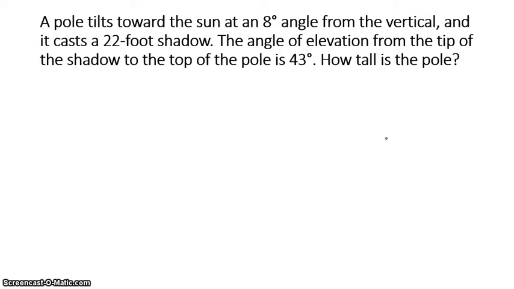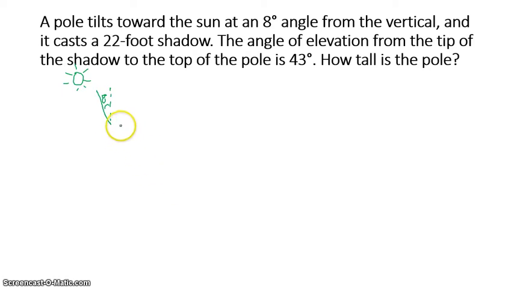Just to make it a little bit harder, here is another way to use this, and this time we're going to try to find some angles. So with a word problem, a pole tilts toward the sun at an angle of 8 degrees from the vertical. So there's my vertical, there's my pole, this is 8 degrees, and since I did it towards the left, that would mean that my sun is up here. So it tilts with an angle of 8 degrees from the vertical towards the sun.